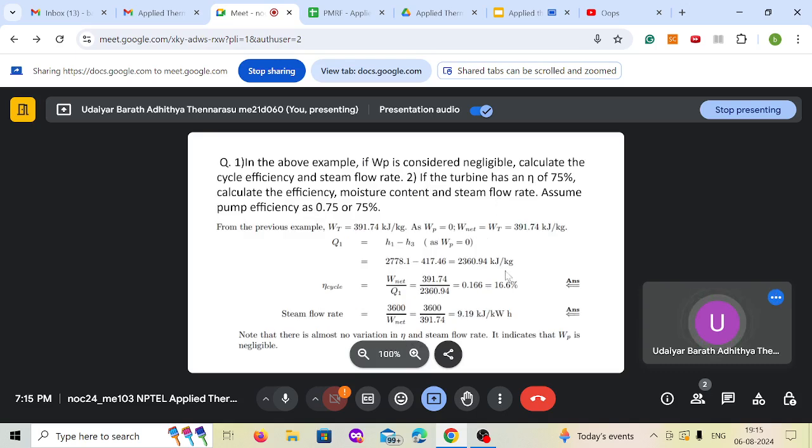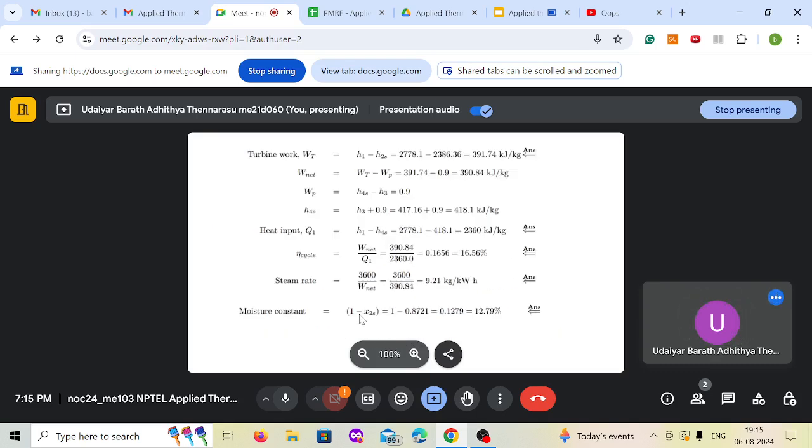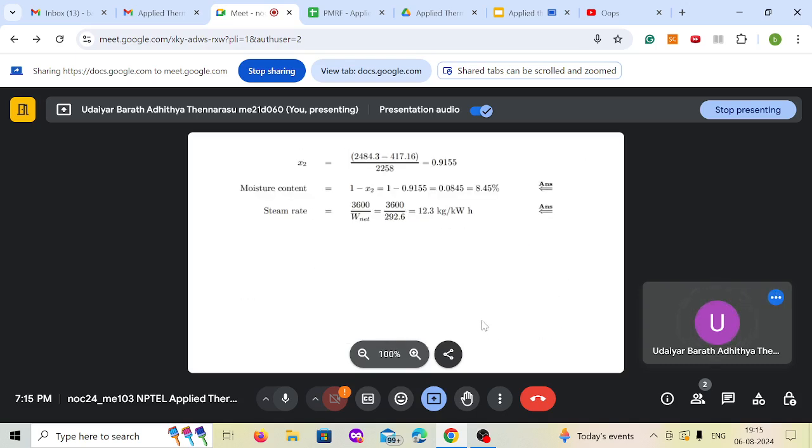So previously in the ideal case your moisture content was 12.79%, but it has dropped to 8.45%. So a drop of close to 4%. So that is one good thing with having a lower efficiency turbine. But in the next class we will see what else can be done to improve the cycle efficiency, and also how to handle the moisture content. So that we will see in the next week's class.